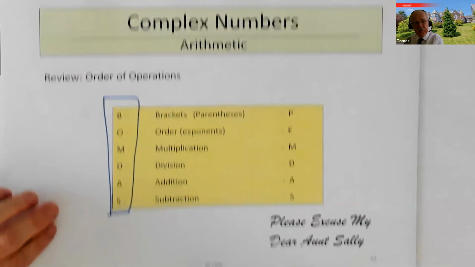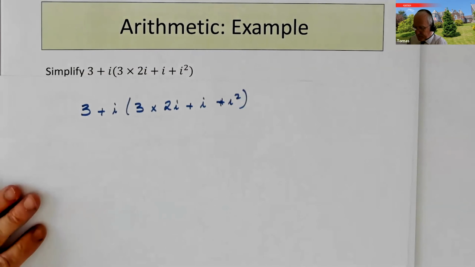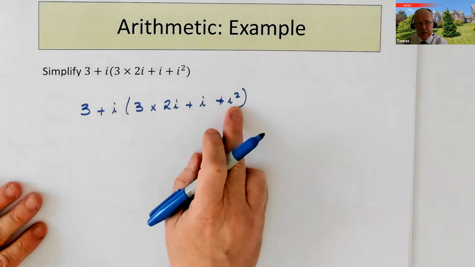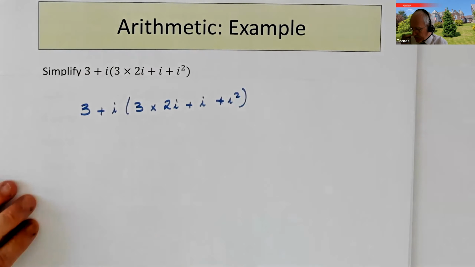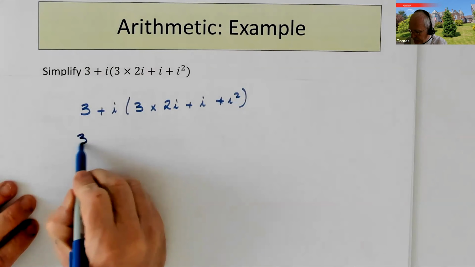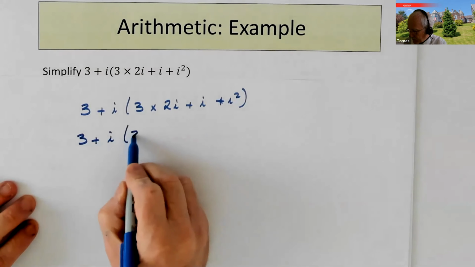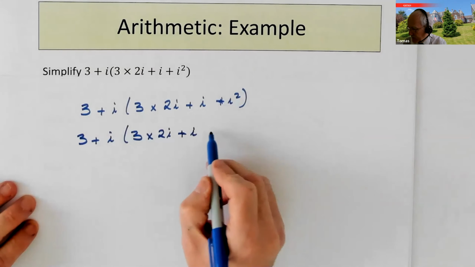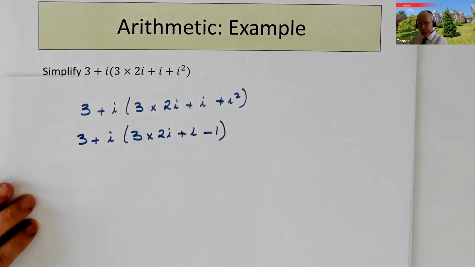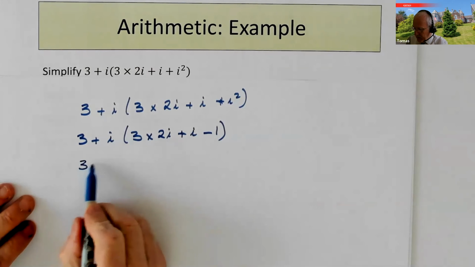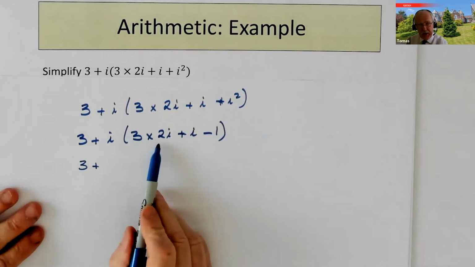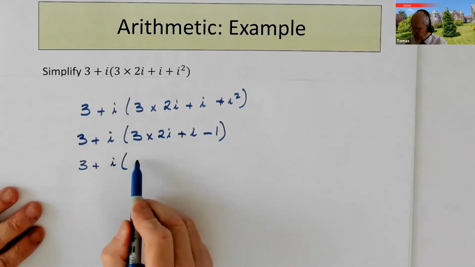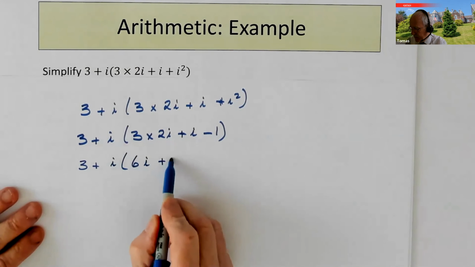BOMDAS says that we should do certain things before we do other things. So if we look at the brackets here, we can see that there's a power in the brackets, i squared. So we're going to do that first. So 3 plus i, 3 by 2i plus i squared, which is minus 1. Then we say, okay, what's next? We're still inside the brackets and there's a multiplication, so we'll do that first. 3 by 2i is 6i, plus i, minus 1.